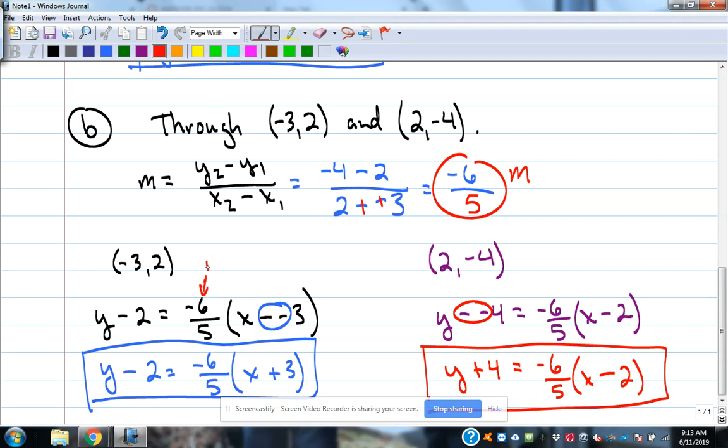Again, the slope's going to go in the front. This is where our slope is. And then this is the x value. This is the y value from the ordered pair. Same thing over here. Slope, x value, y value. You're not going to have to do both of those equations. You're just going to do one of those. If it asks for it in point slope form, look at the answer choices and decide which ordered pair they are using, because they won't mix it up. They'll do one or the other.